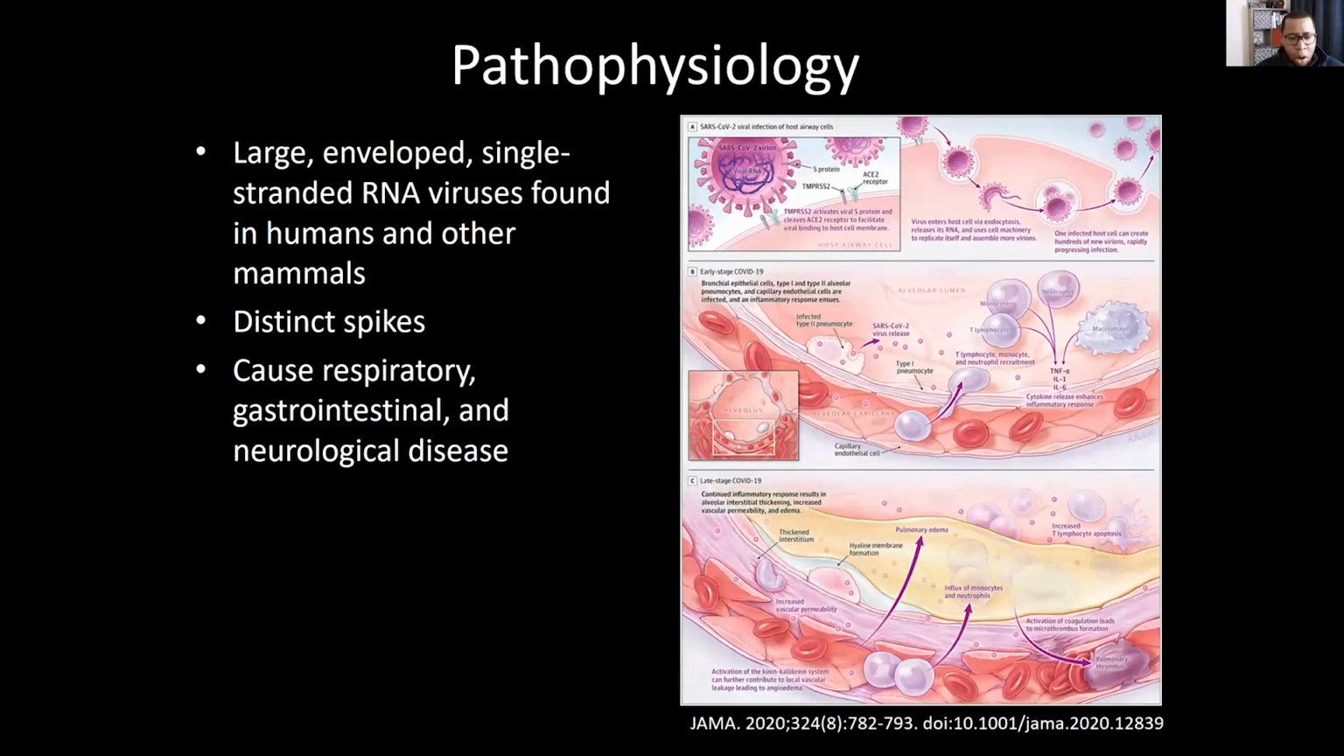So just talking about pathophysiology a bit before we dive into imaging. The SARS-CoV-2 virus is a large enveloped single-stranded RNA virus found in humans and other mammals. They have distinct spikes and they cause respiratory, gastrointestinal, neurological disease, as well as cardiovascular disease.